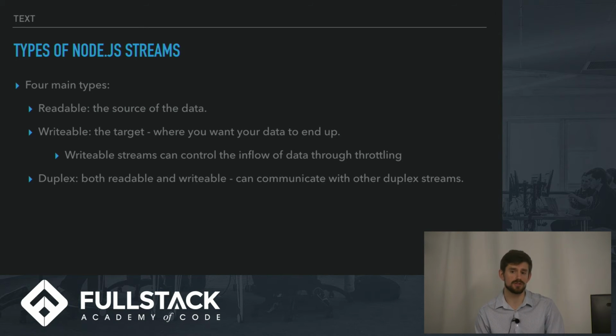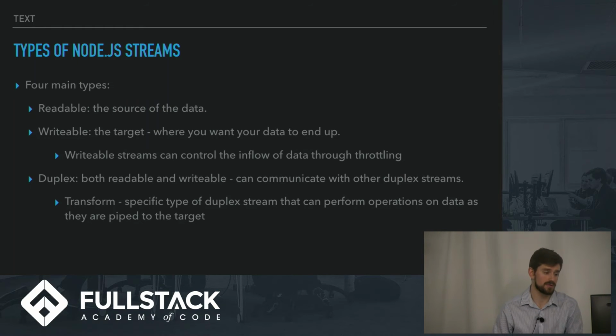There's also duplex streams, which are both readable and writable, and they can communicate with each other. And a really classic example of this would be a transform stream, which allows you to perform operations on data as they pipe into the target. So you could have a readable stream, enter a transform stream, manipulate the data, and then pipe into the target.